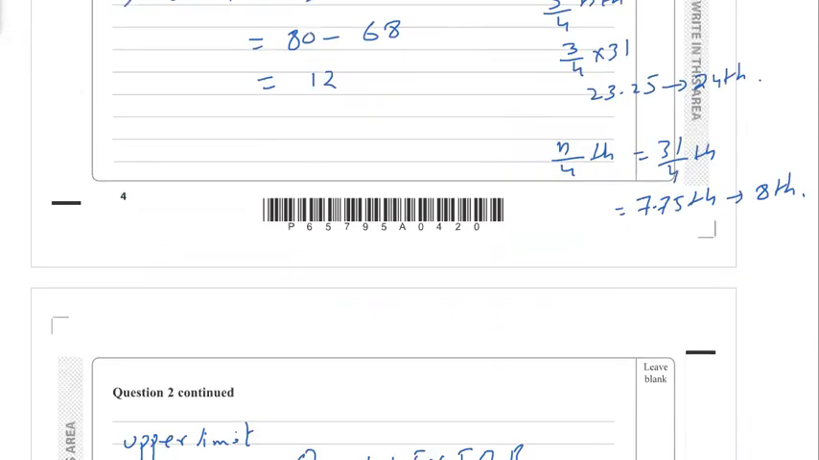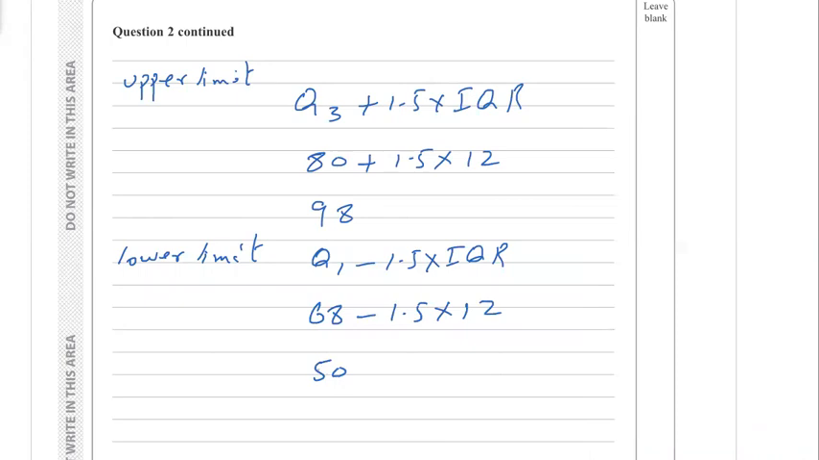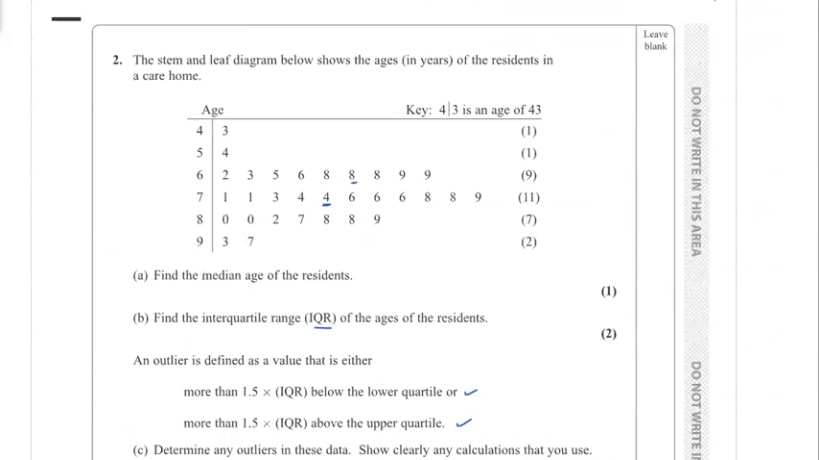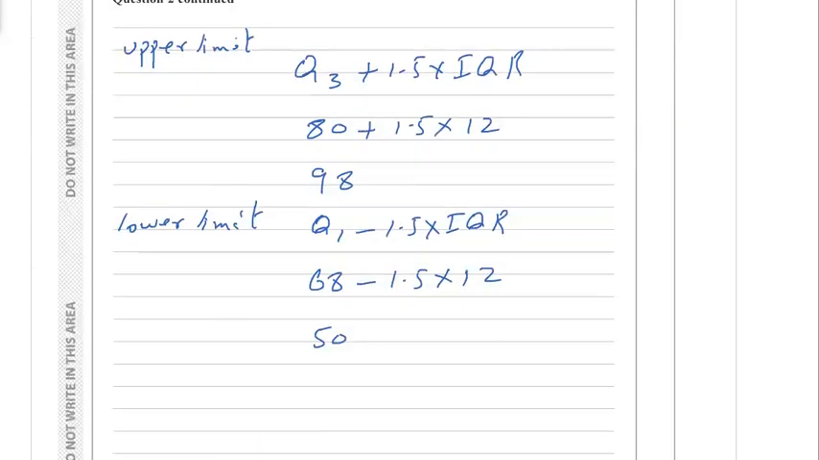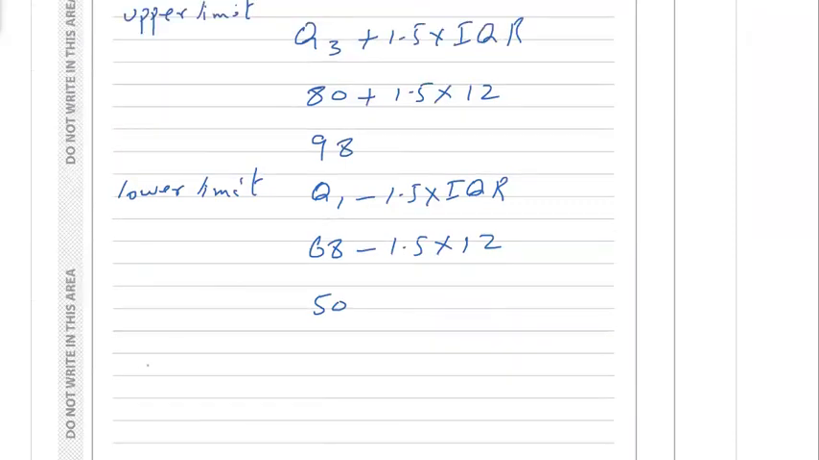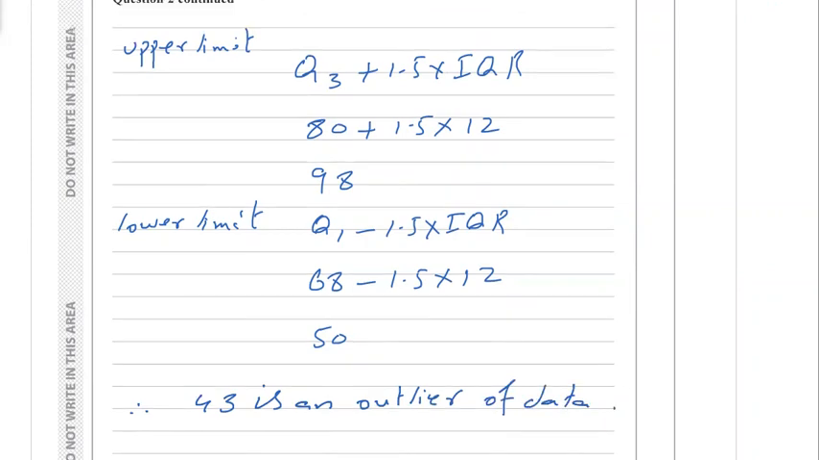Any value less than 50 in the data will also be an outlier. So do we have any value less than 50? Yes, 43 is less than 50. So it means 43 will be an outlier. Therefore, the outlier of the data will be 43. So I will say therefore, 43 is an outlier of the data, because 98 cannot be an outlier.